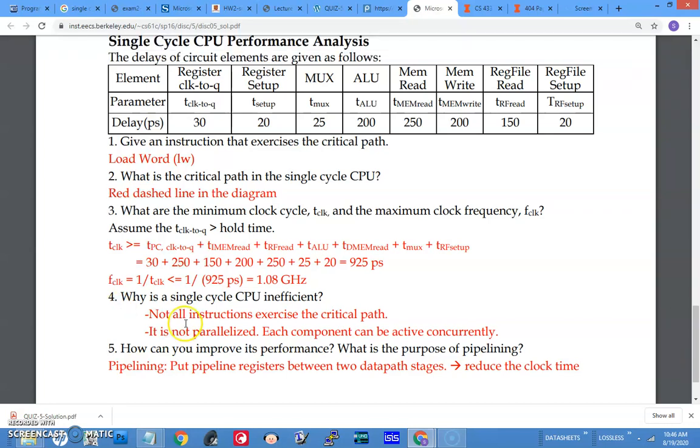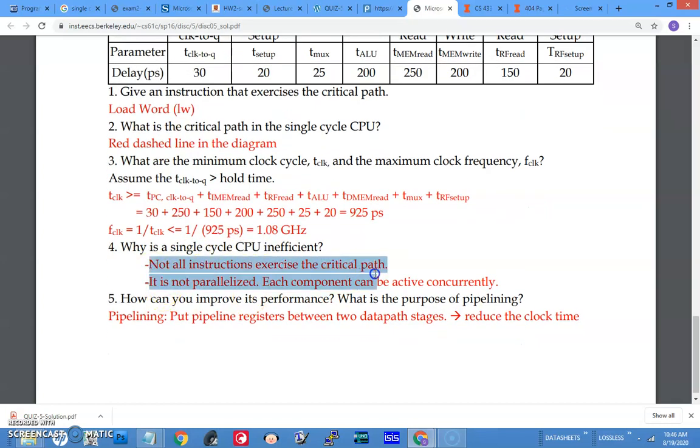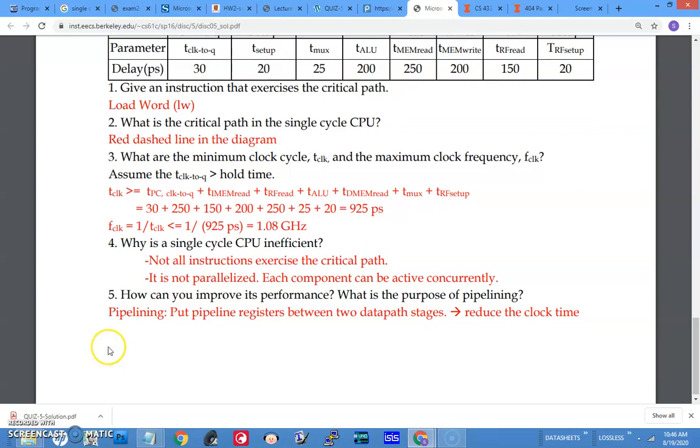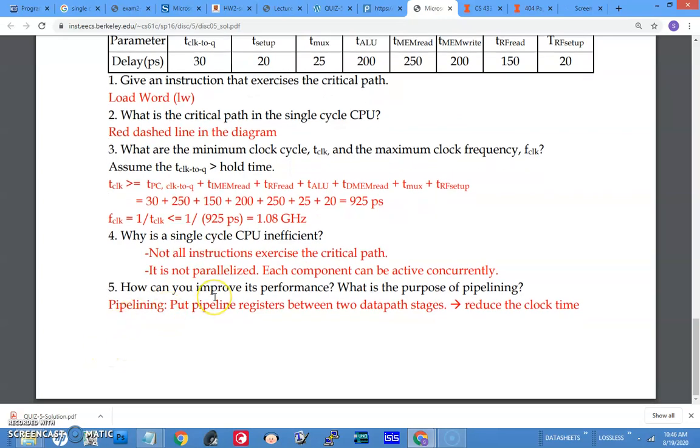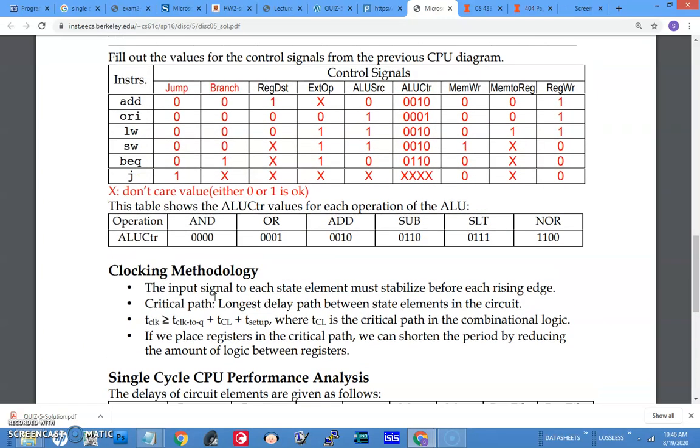So why is single cycle data path CPU inefficient? Not all instructions execute the same path, not parallelized. Each component can be active concurrently. So how can you improve? The answer is pipelining. So just go through this page once again.